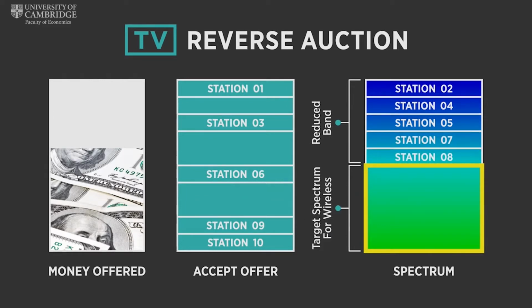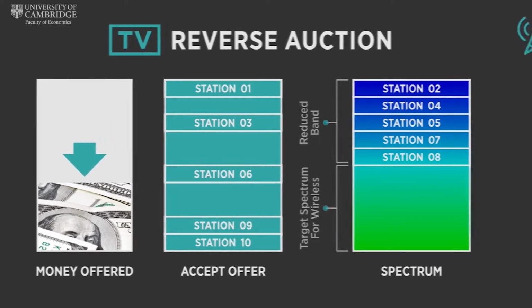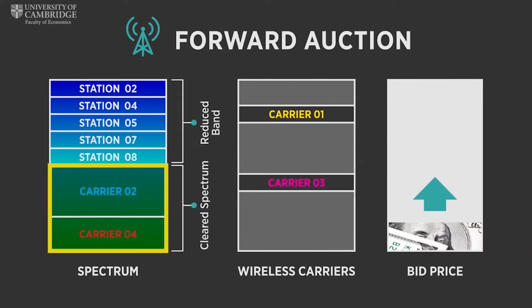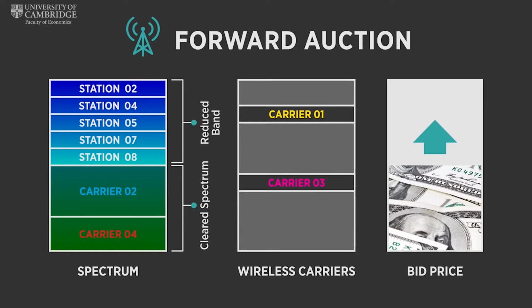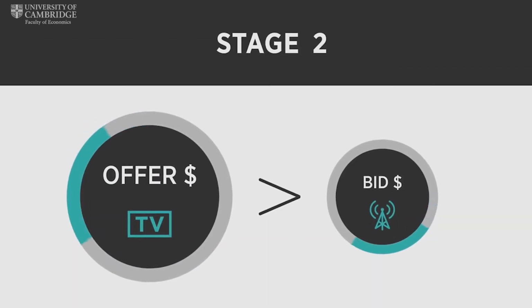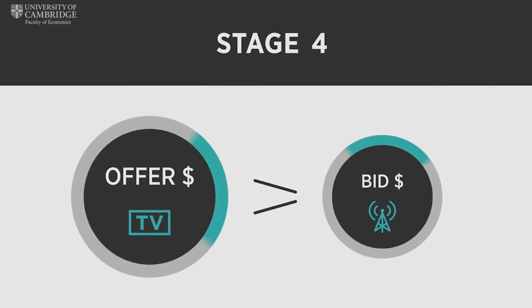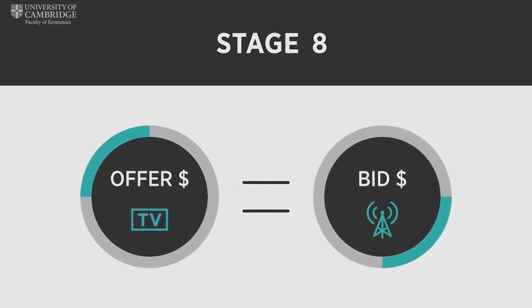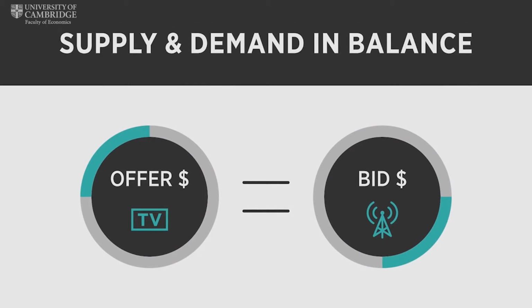Because this frees up more space for TV stations, competition among TV broadcasters makes their prices go down. And then in the forward auction, less wireless spectrum for sale means more competition among wireless bidders, which increases the price of the spectrum. The incentive auction continues through as many stages as are necessary for money bid by wireless providers to pay the selling TV broadcasters. At that point, supply and demand are in balance and the auction ends.